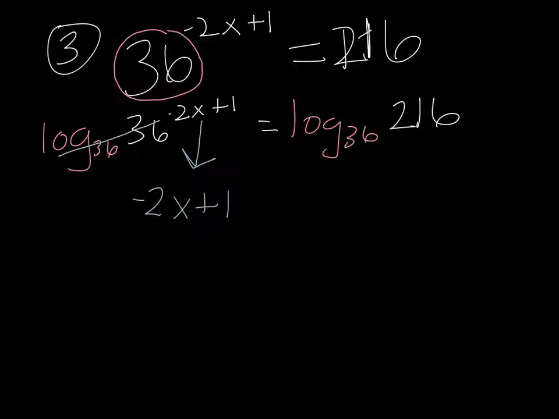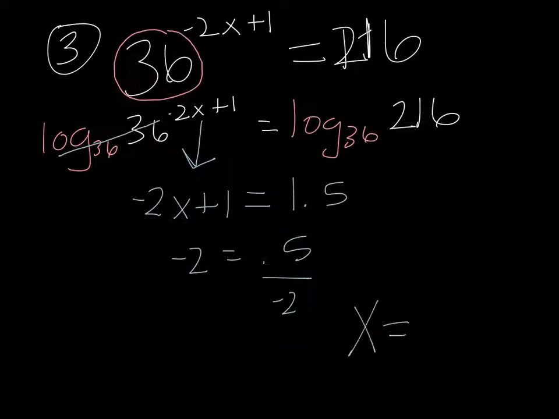I would put this right here into your calculator. And if you put that in your calculator, you should get 1.5. And now you just solve it like normal. So first I'm going to subtract my 1, and I get 0.5, divide by negative 2, and now we get that x is equal to negative 0.25. Again, that was question number 3.